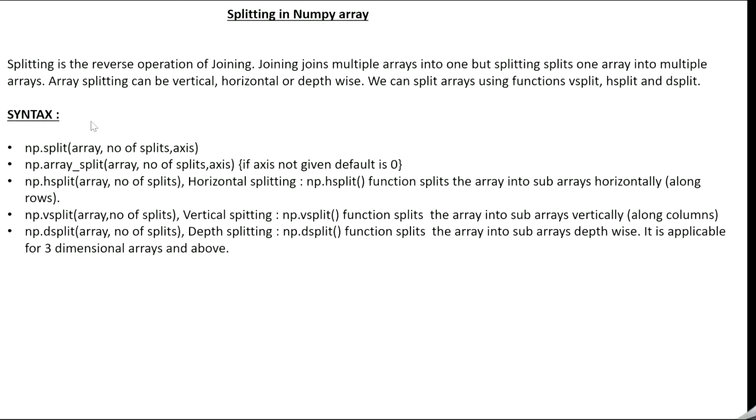So we saw, friends, in the previous session, for joining we can join two or more NumPy arrays into one single NumPy array, and splitting is the reverse of joining, that is, we can split a single array into two or more sub arrays. Array splitting can be done vertically, horizontally or depthwise. So we can use the functions vsplit for vertical splitting, hsplit for horizontal splitting and dsplit for depth splitting.